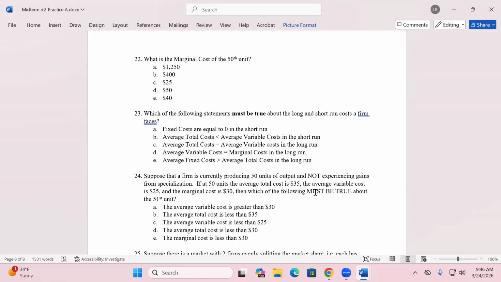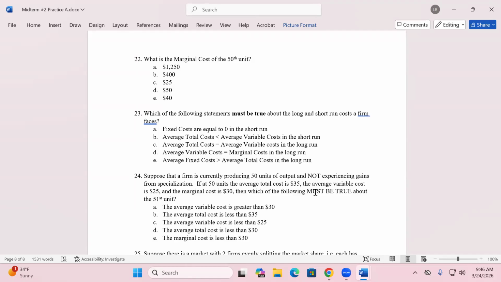We said the average variable cost, yes, it's going up, but we don't know that it's going to be greater than the marginal cost. In fact, we actually know it won't be greater than 30 here, right? We only know that it's going to be greater than the old average variable cost of 25. So this one's not right. If it said the average variable cost is greater than 25, that would be correct.